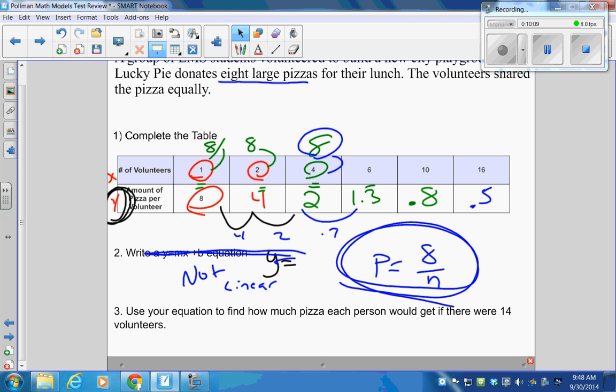Now, use your equation. So I'm going to use this equation right here, p equals 8 over n, to figure out how much pizza each person would get if there were 14 people. So I'm just going to take out this n and put in 14. Pause your recording now.